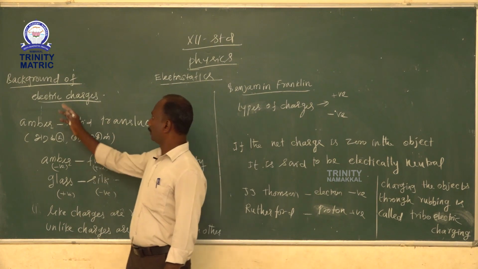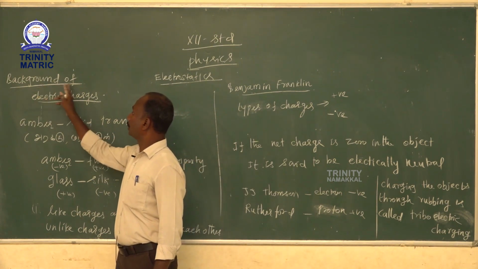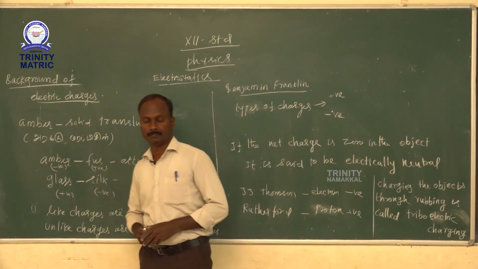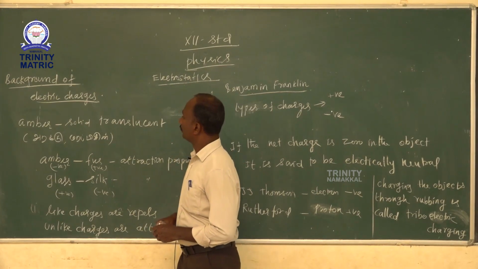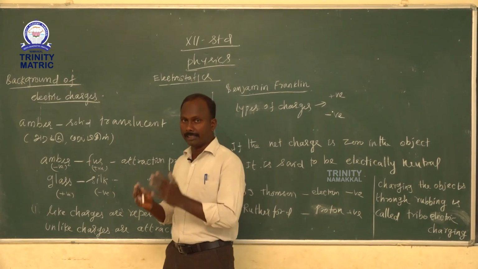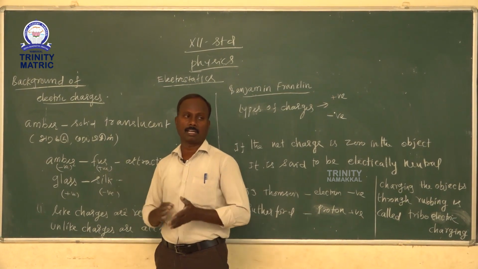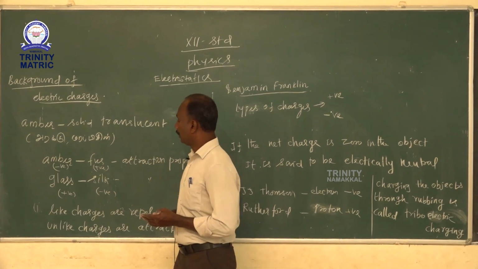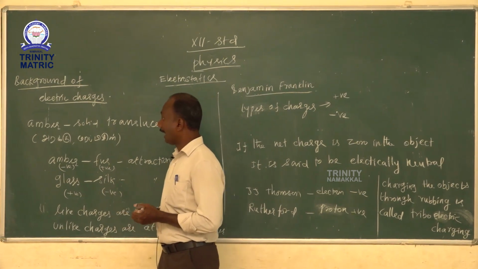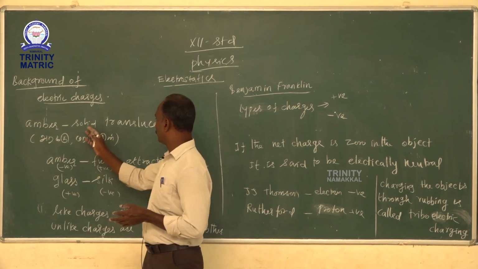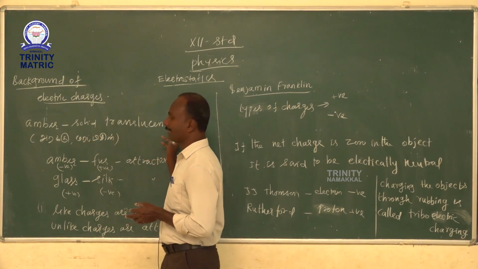Now we go on to the background of electric charges. How were charges created in the beginning from various objects? In the beginning, amber is a solid translucent material.